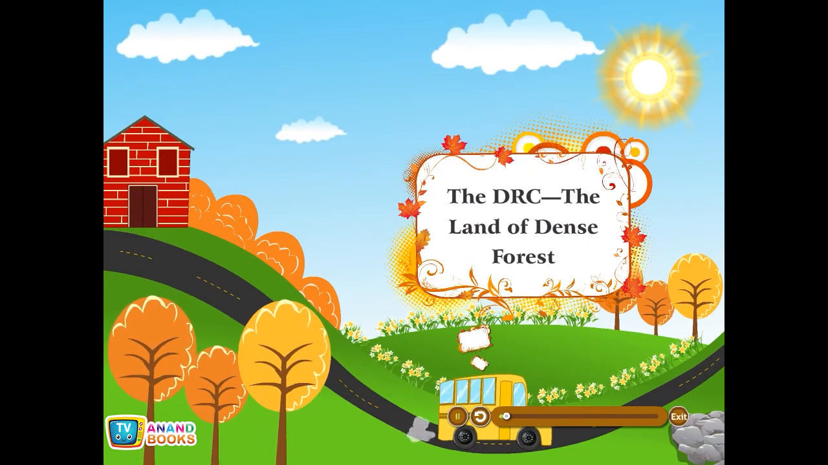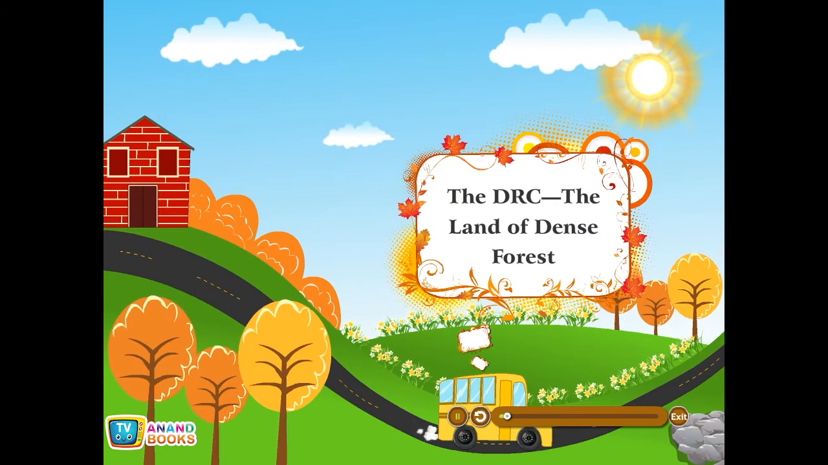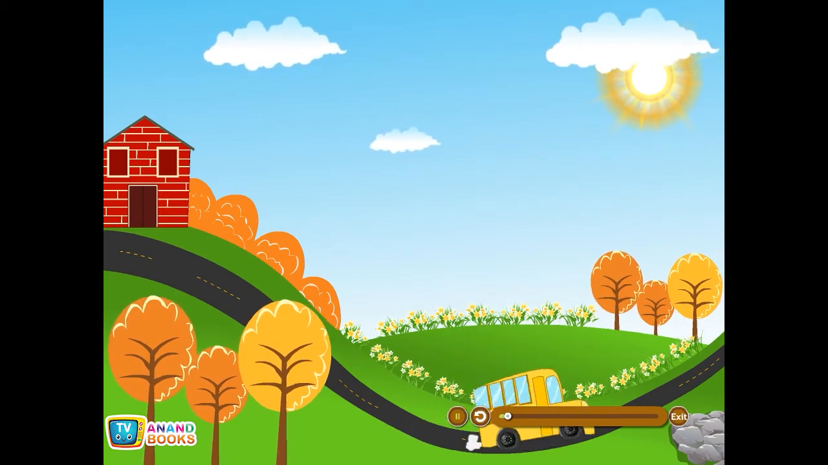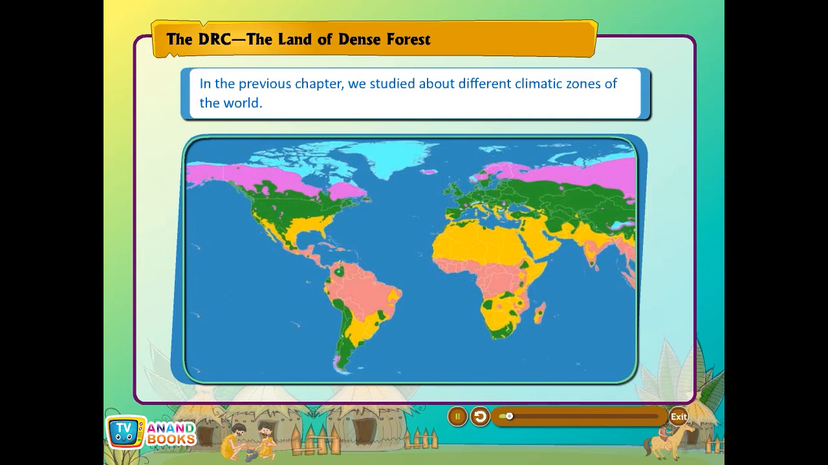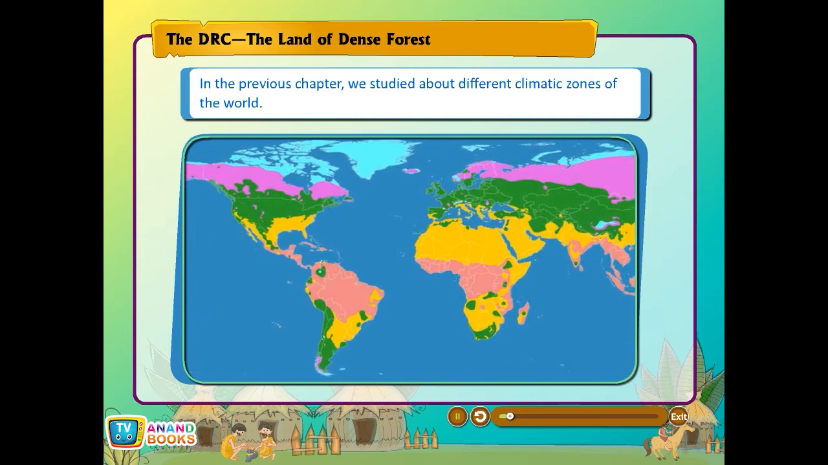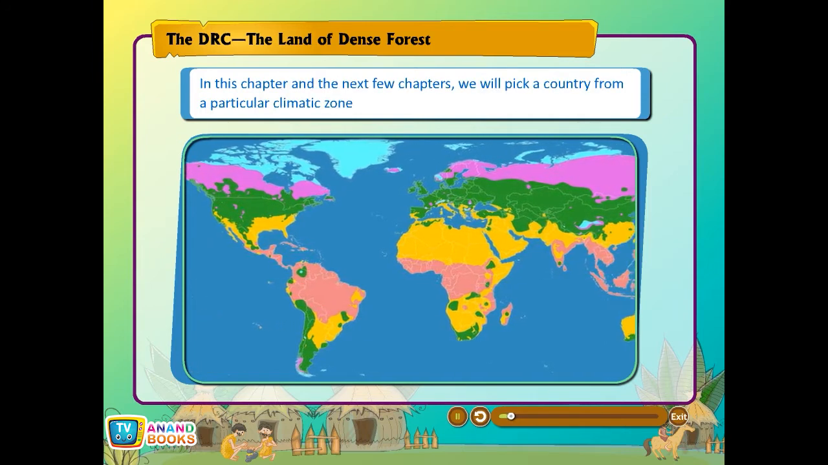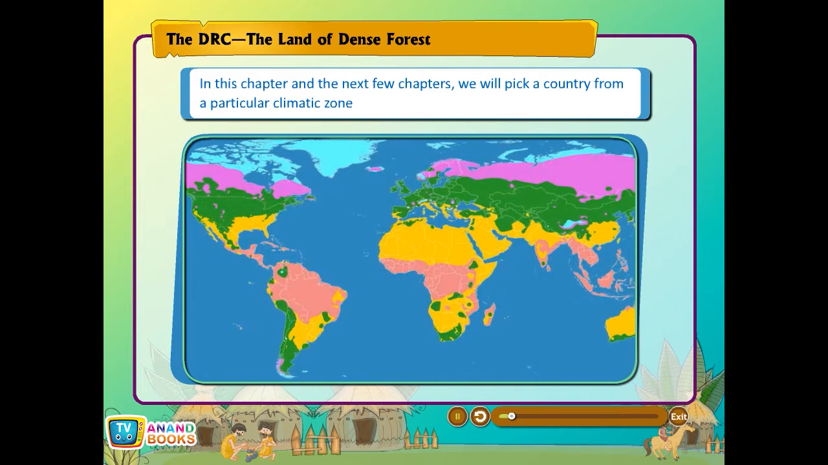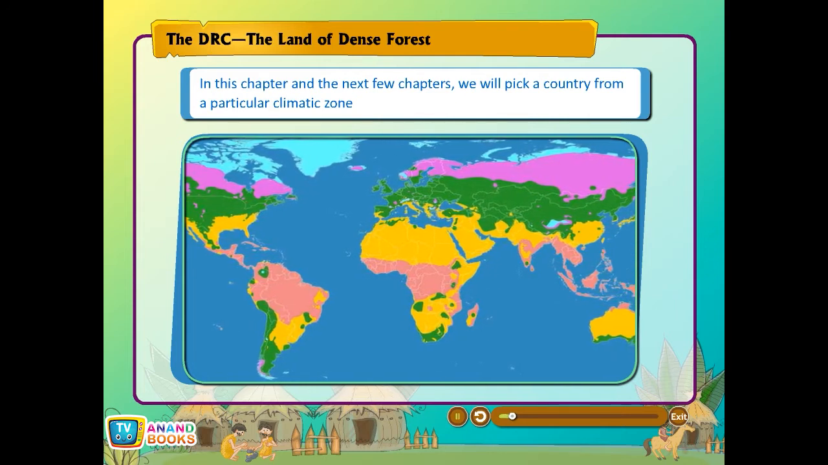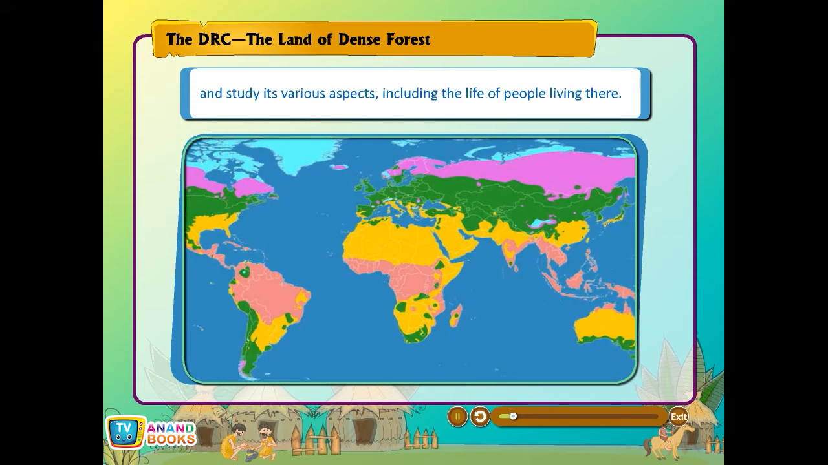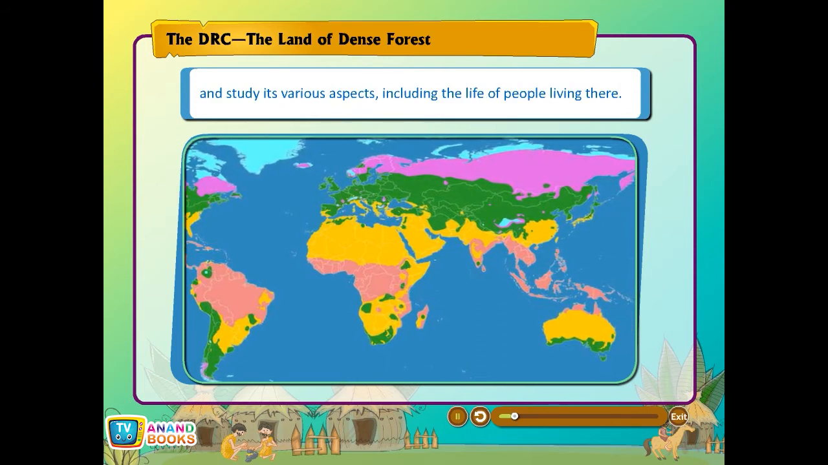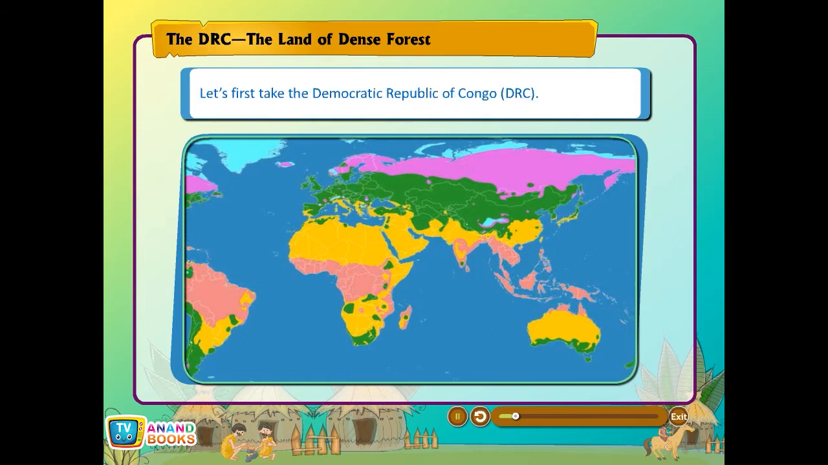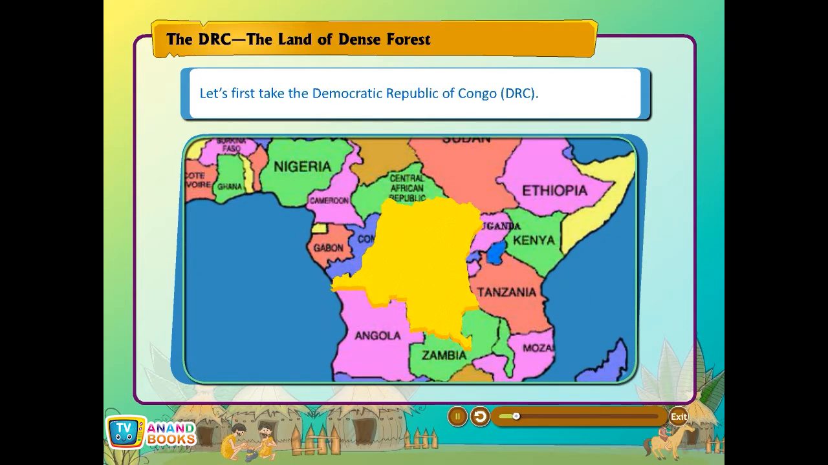The DRC, the land of dense forest. In the previous chapter, we studied about different climatic zones of the world. In this chapter and the next few chapters, we will pick a country from a particular climatic zone and study its various aspects, including the life of people living there. Let's first take the Democratic Republic of Congo, DRC.